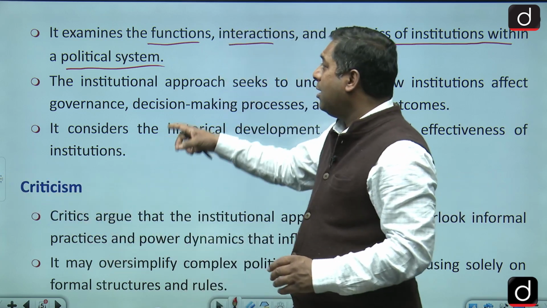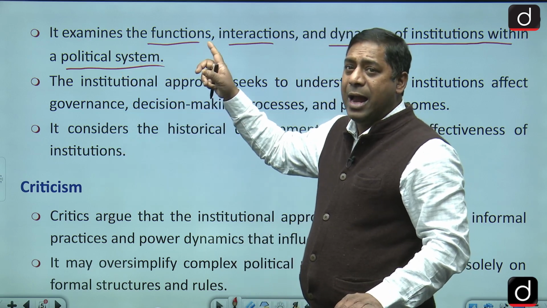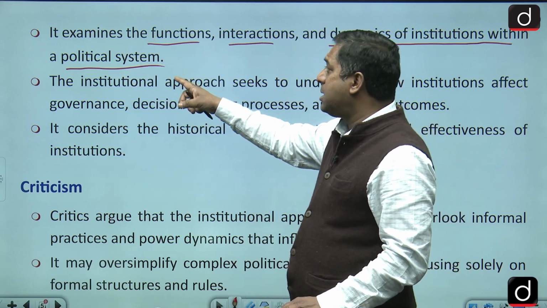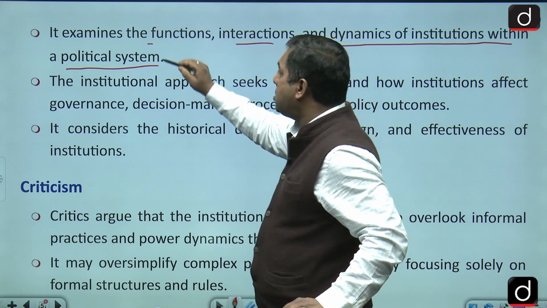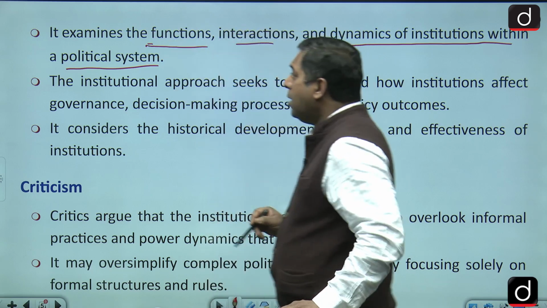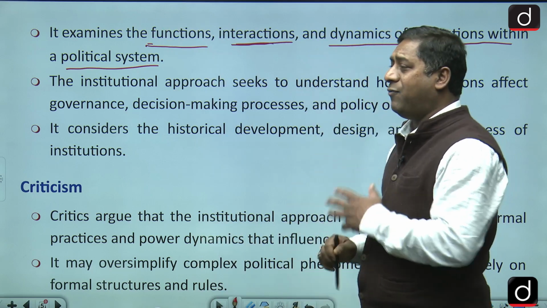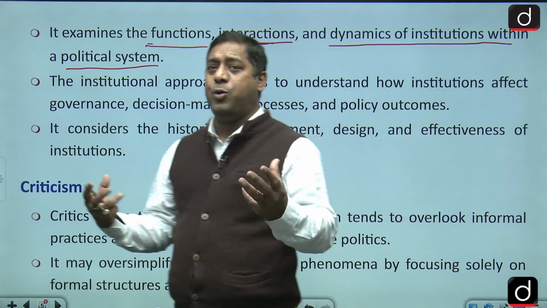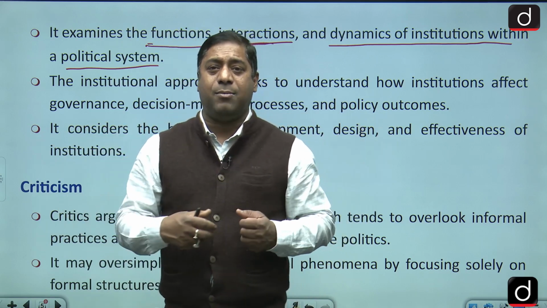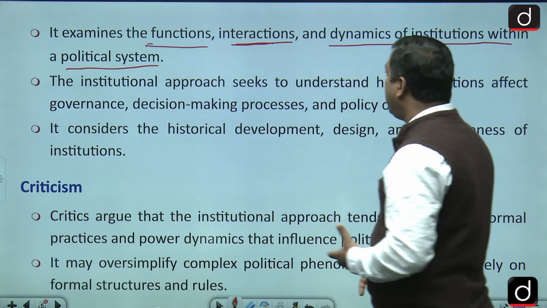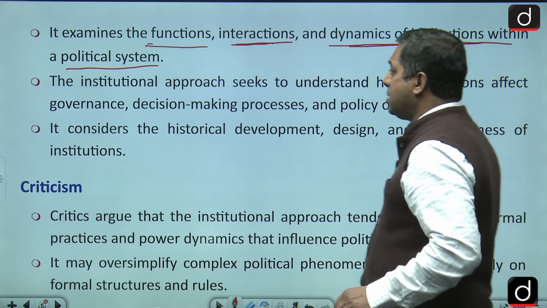So the institutional approach talks about the analysis of the functions of the political institutions, and whatever interactions they have. That means what is the interaction of the bureaucracy and the government? What is the interaction of the bureaucracy, government and legal system? Whatever interactions they have between them is also examined. Plus the dynamics of the institutions.